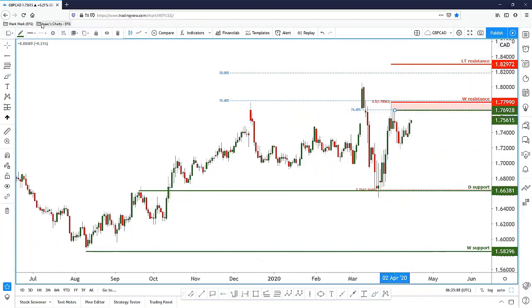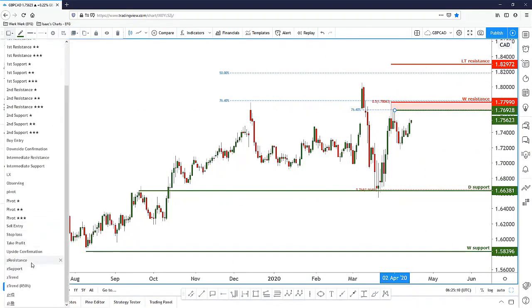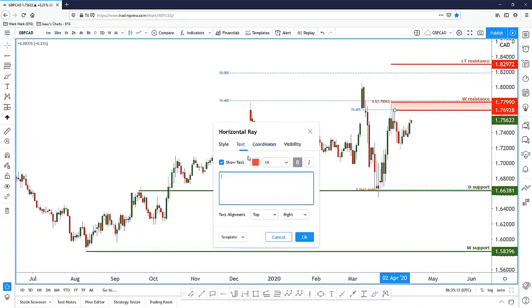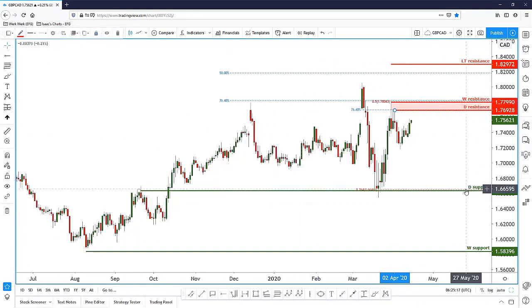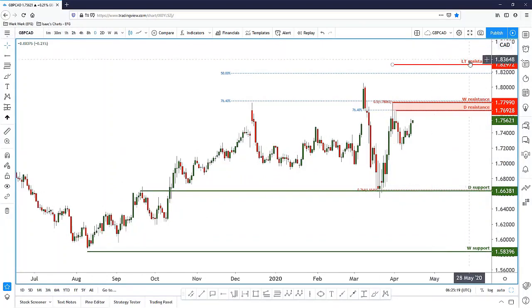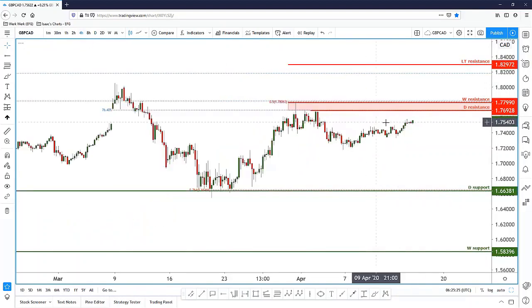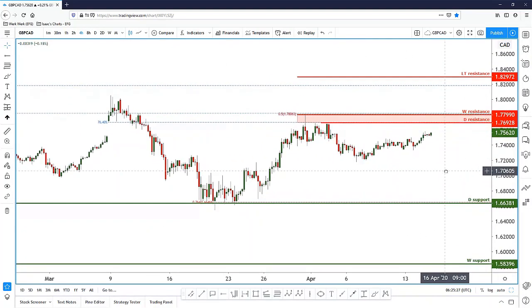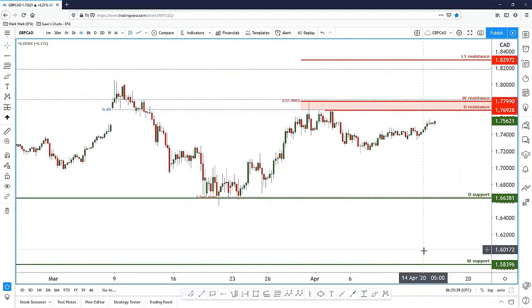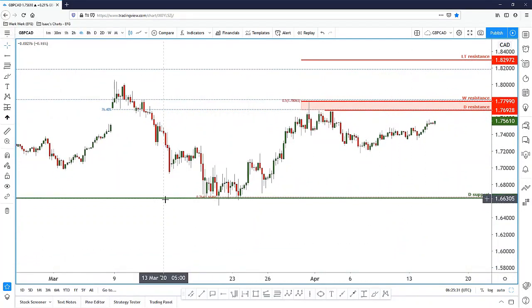So now that we have our daily resistance, right? Daily resistance and weekly resistance, our daily support, weekly support, and our long-term resistance, we can move on down to the 4 hour to fine-tune our strategy. So on the 4 hour, we just want to focus on these levels here. The weekly support is too far away, so we can remove it for now.